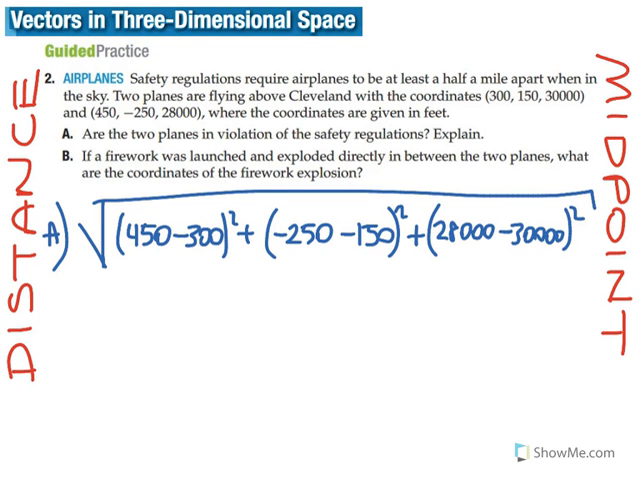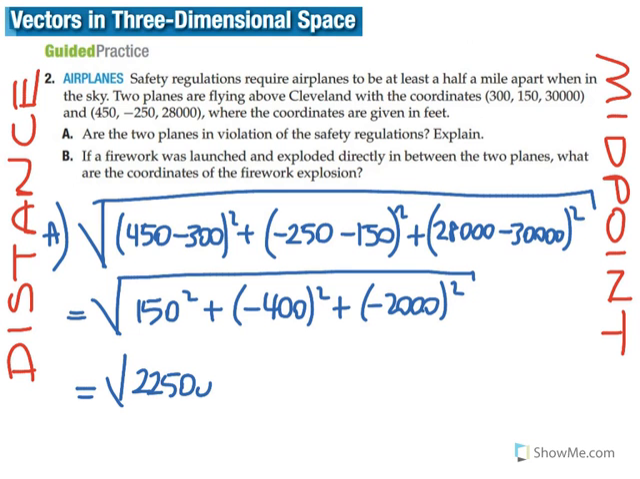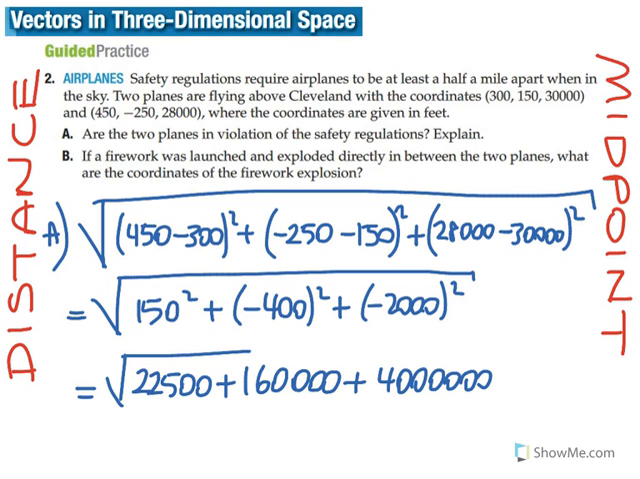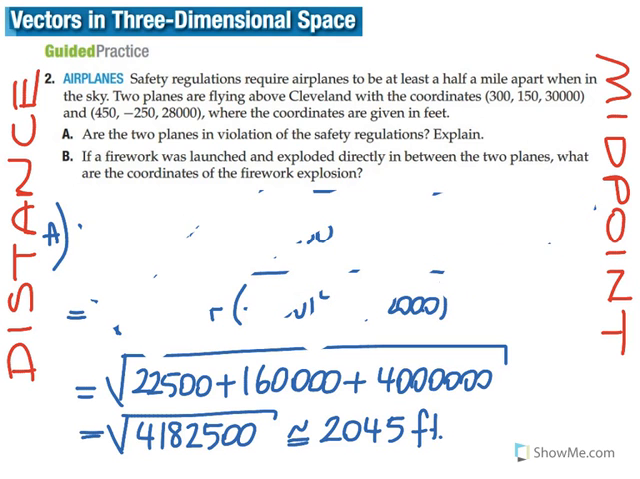Now if we go through the calculations, it will be the square root of 150 squared plus minus 400 squared plus minus 2000 squared, and it will be 22,500 plus 160,000 plus 4 million in a square root, which will give you a total of 4,182,500, which is approximately 2,045 feet.